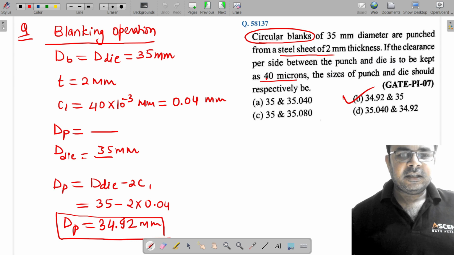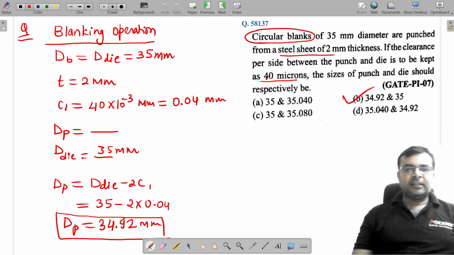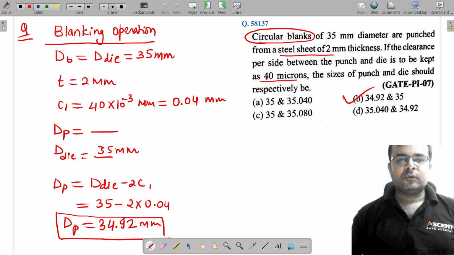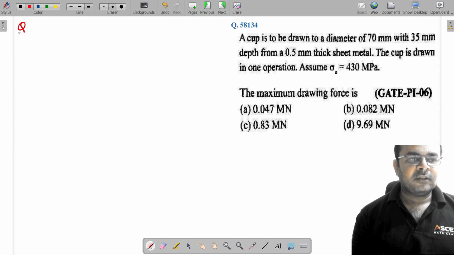You just see here the size of the blank is given. This means the objective of this process is to create a blank. So this is the blanking operation. Is that right? Okay, so let's see another question.